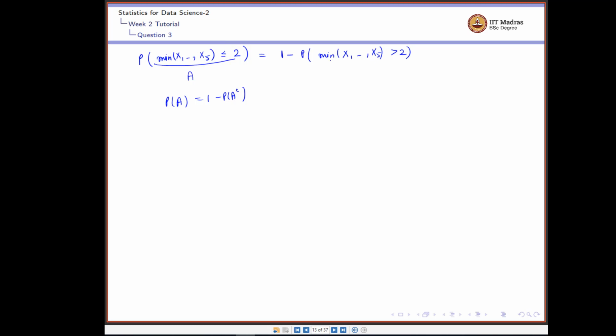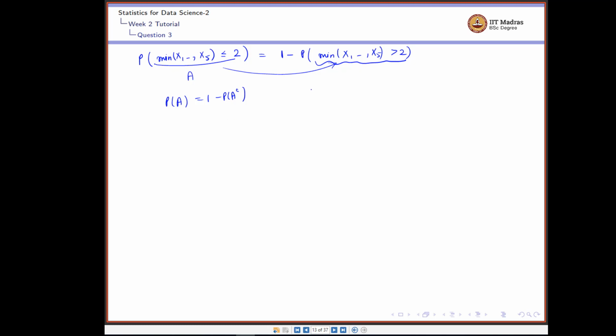If we had the minimum of X1 to X5 less than or equal to 2, we were not able to say that each of these Xi's is less than or equal to 2. But if we write it in this fashion, we have 1 minus the probability that the minimum of X1 to X5 is greater than 2. If the minimum is greater than 2, it means each of the random variables is going to be greater than 2. That is why we have written this in this form.